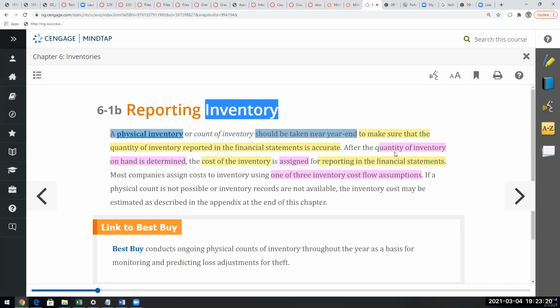And so after the quantity of the inventory is determined, you have to come up with a cost of the inventory. So you know how many are left. I got 85 of these things. Well, what's the cost? So you have to assign it a special cost for the financial statements. And so how do they do that? Well, we have a problem.